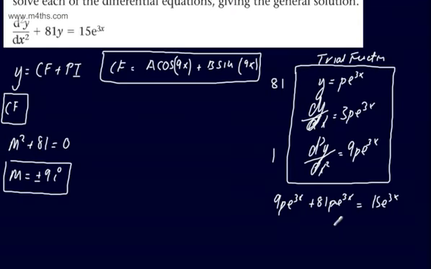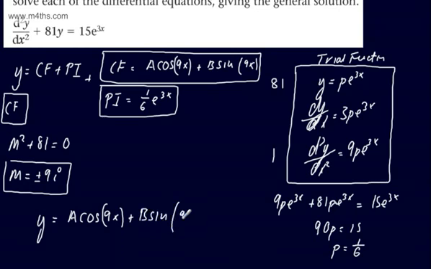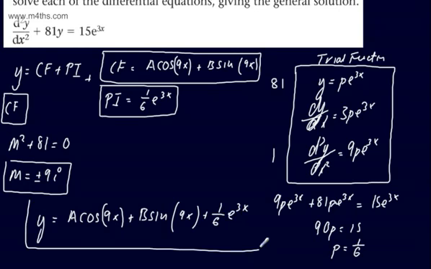Okay, so what have we got? 9 and 81 is 90p, and that's going to be equal to 15. So therefore p will be equal to 15 over 90. 15 goes into 90 6 times. So p is equal to 1/6. The particular integral then is going to be equal to 1/6 e to the 3x. So the general solution is the sum of the particular integral and the complementary function. So our general solution, y is equal to a cos 9x plus b sine 9x plus 1/6 e to the 3x, where a and b are arbitrary constants. So nice and sorted.